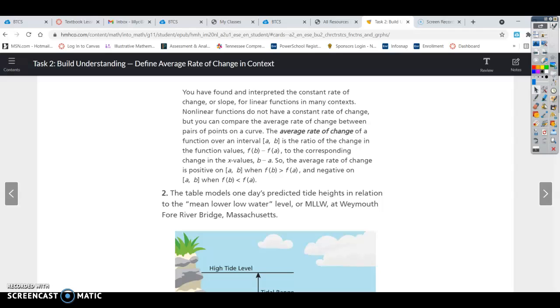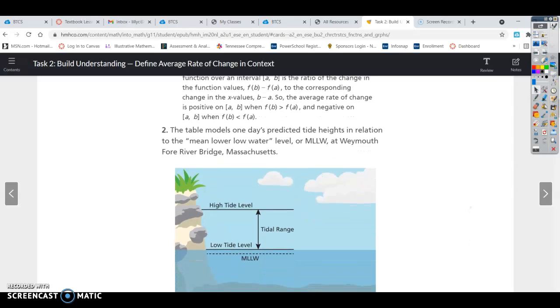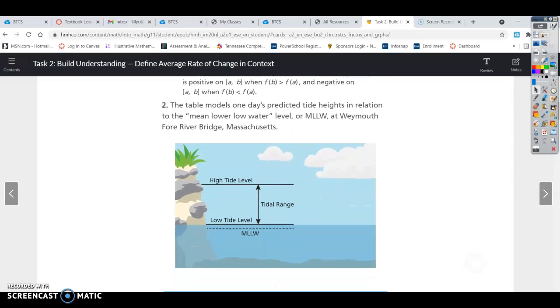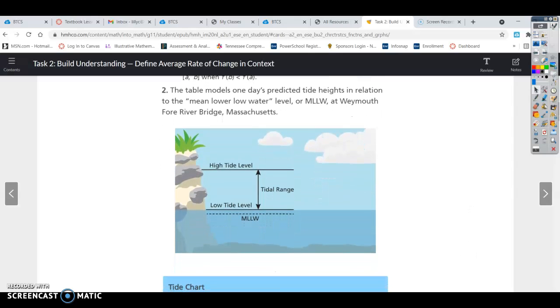Alright, so the average rate of change is positive on the interval where b is greater than a, or f of b is greater than f of a, and negative on the interval when f of b is less than f of a. Alright, so the table models one day's predicted tide heights in relation to the mean low water level.